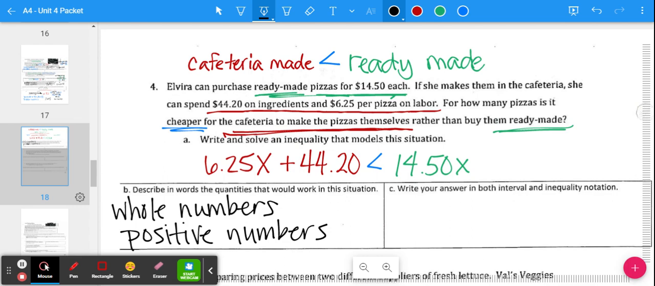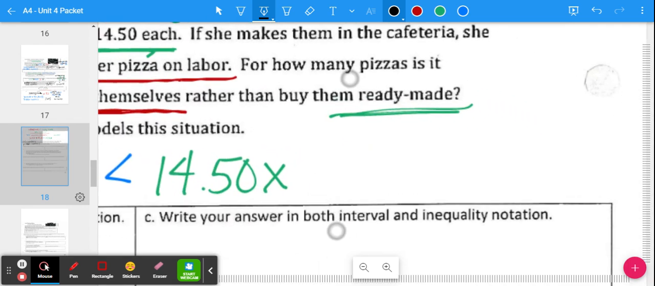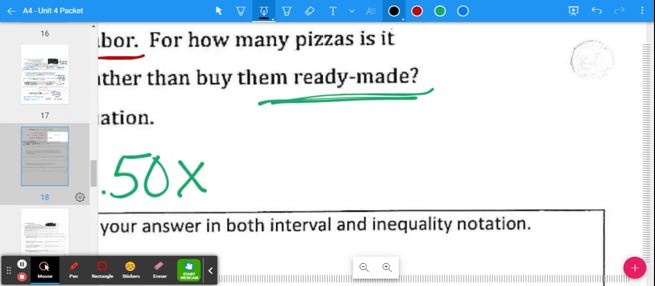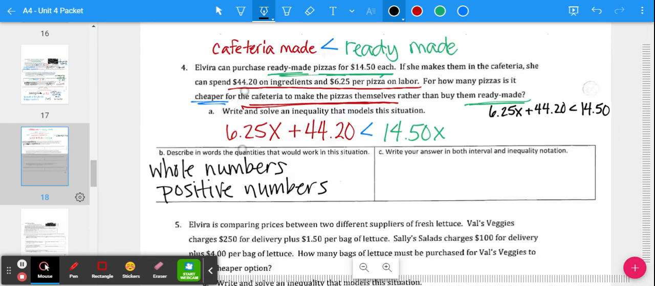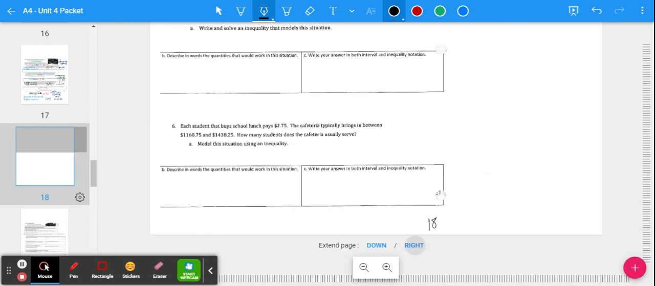So when we solve this, we start off with our 6.25x plus 44.20 is less than 14.50x. Sorry about that. Let's add that in. Ran out of room.